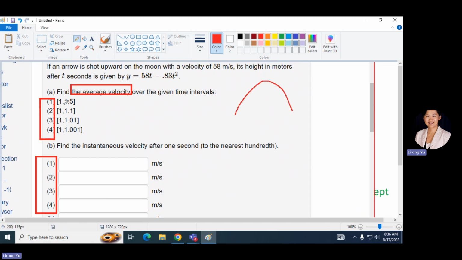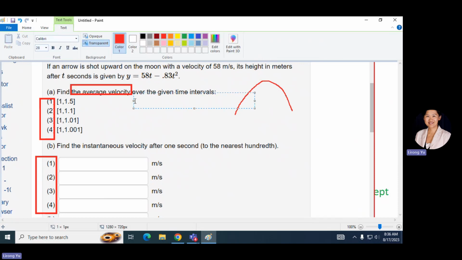So we want to know what was the height when t equals 1. So calculate 1. What was the y value? And the y value would be 58 minus 0.83 times 1 squared.